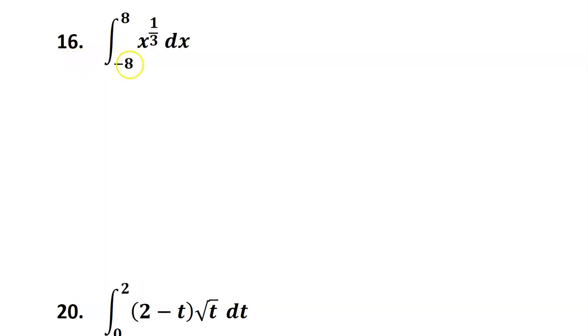For number 16, again, I'm going to ignore the lower and upper limit of integration at first, and let's just find the antiderivative. So adding 1 to this exponent, which is like adding 3 over 3, I'm going to get x to the 4 over 3 power. But then I must divide by this new exponent. But of course, dividing by 4 over 3 is the same as multiplying by 3 over 4. So just get used to seeing this reciprocal a bunch.